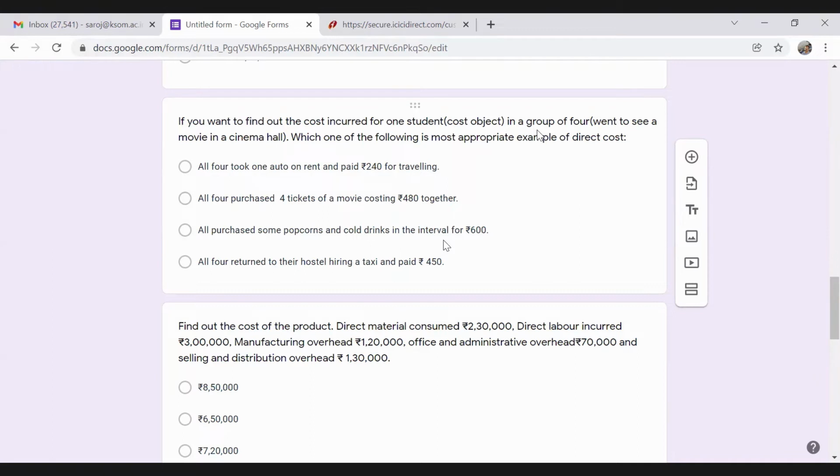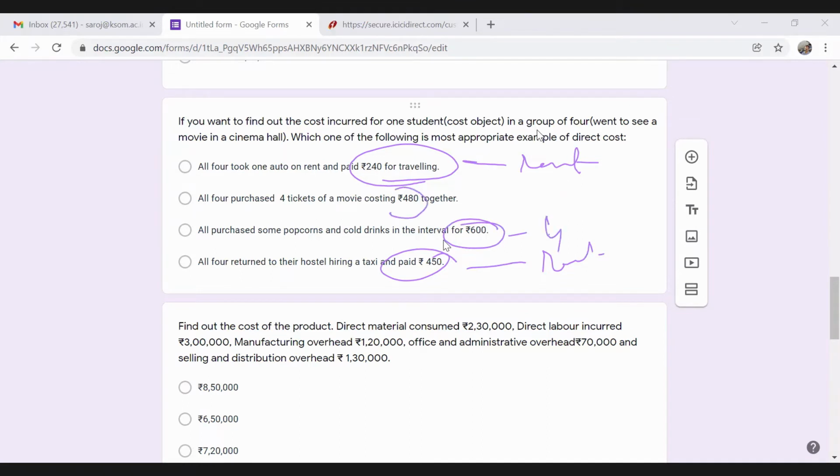Okay, sir. If you want to find out the cost incurred for one student in a group of 4 who went to see a movie in a cinema hall, which one of the following is the most appropriate example of direct cost? In this case, traveling by auto, you don't pay for one person, you pay the whole rent. Taxi also, you pay the rent for all four. And snacks, etc. also you buy for all four.